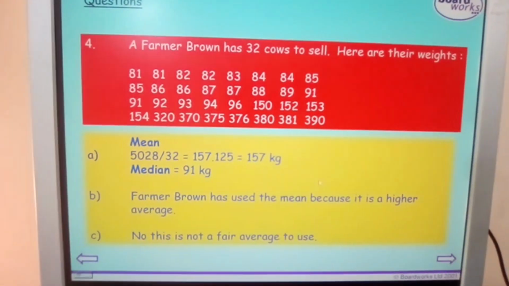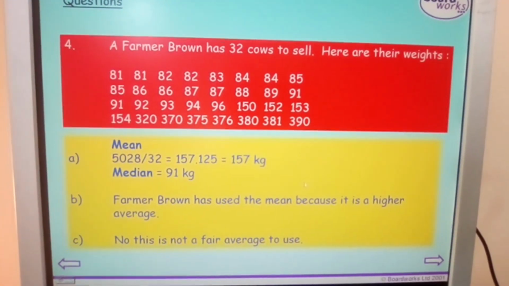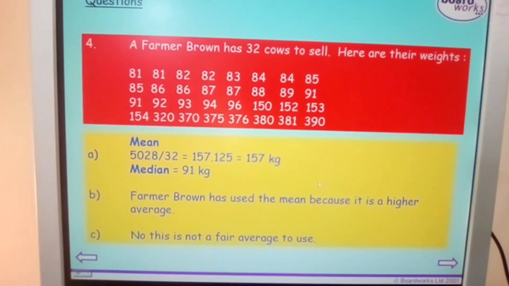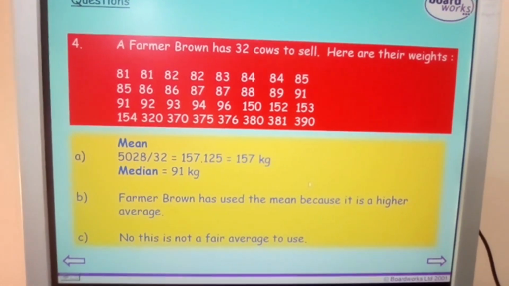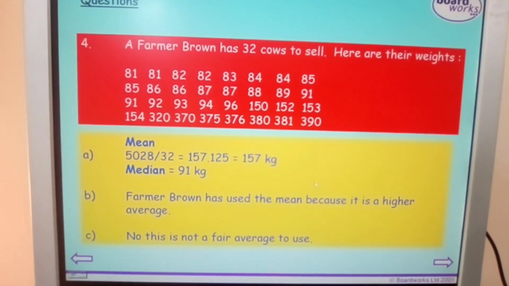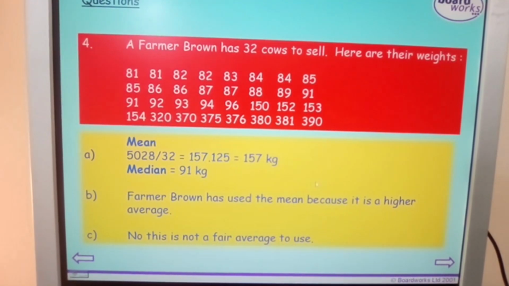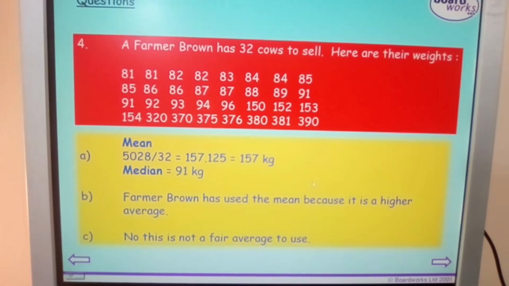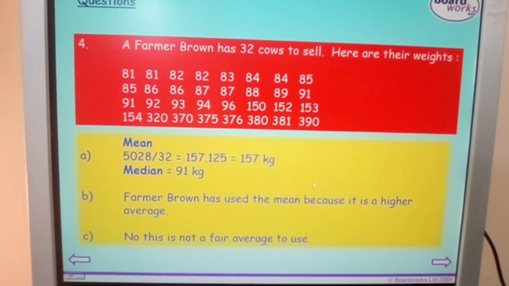No, it may not be a fair average to use, but what Farmer Brown is looking at is trying to get the most money for his cows. That's what Farmer Brown is looking at. He's not concerned about anything else, whether it's fair or not. He's interested in the money coming in.